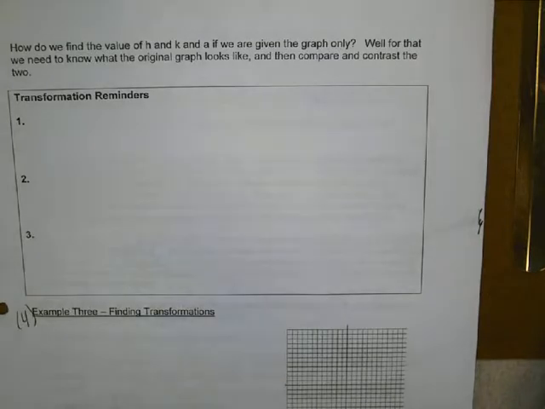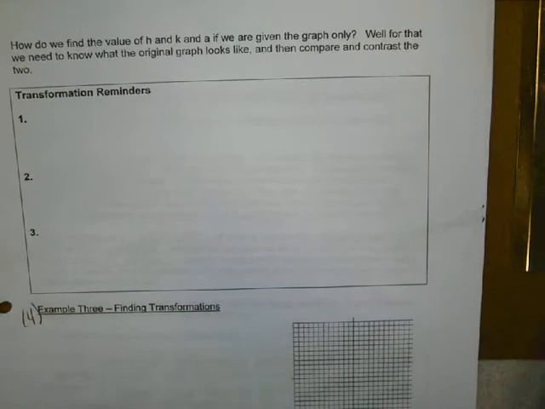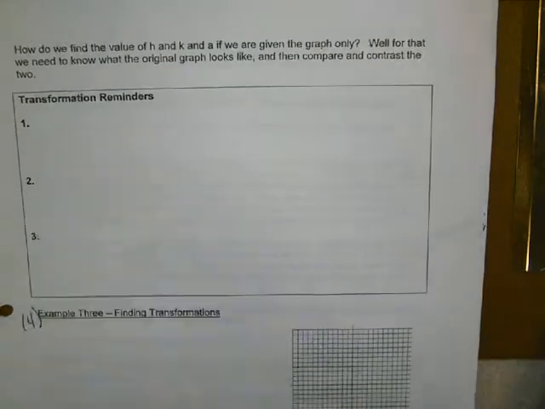Alright, so how do we find the value of h and k and a if we're given the graph only? Well, for that we need to know what the original graph looks like and then compare and contrast the two. So, transformation reminders.